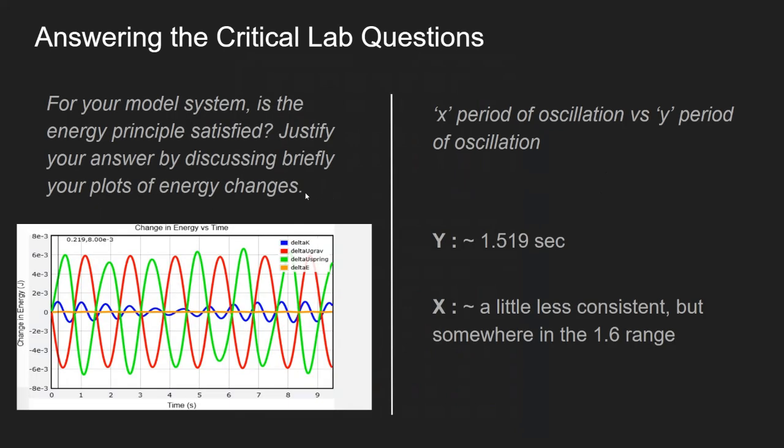Now, finally, to answer critical lab questions: is the energy principle satisfied? Yes, it is satisfied because the energy stays 0 the whole time, indicating that there was no work done on our system by its surroundings, which is what we wanted to happen. And then finally, comparing the X horizontal and the Y vertical period of oscillation, I say that they're about the same. The X is a little less consistent. It's like 1.5 something, 1.6, but I think it's close enough to say that these frequencies are roughly the same. And that's all.